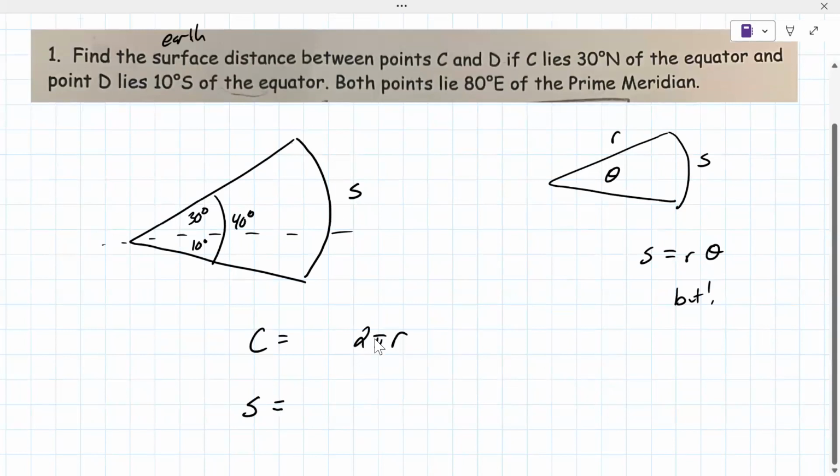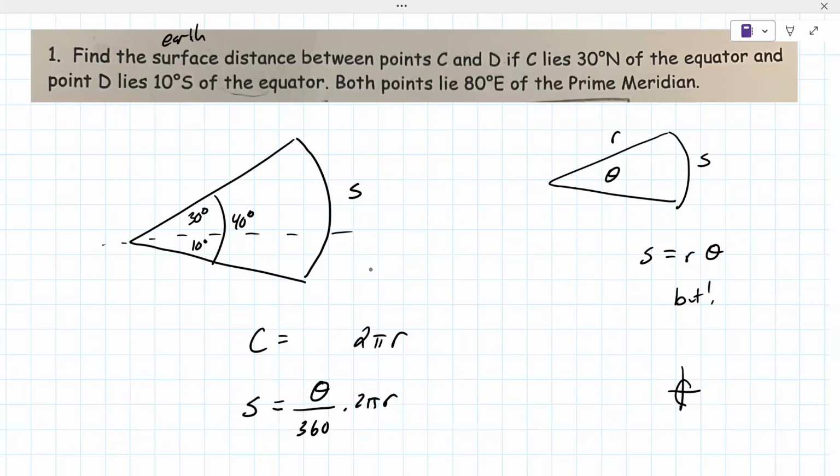You would have learned that in geometry. Sorry, sometimes I forget what class you've taken. The sector is the angle out of 360 times 2 pi r. And I like this formula better because you're not learning a new formula. You're just using circumference and thinking, if you go all the way around the circle, that's 360 degrees. 360 divided by 360 is 1, which becomes just 2 pi r, which is the circumference.